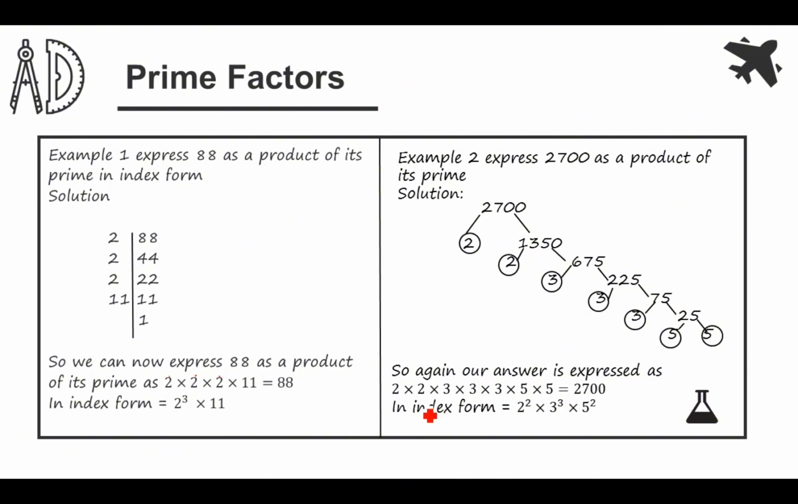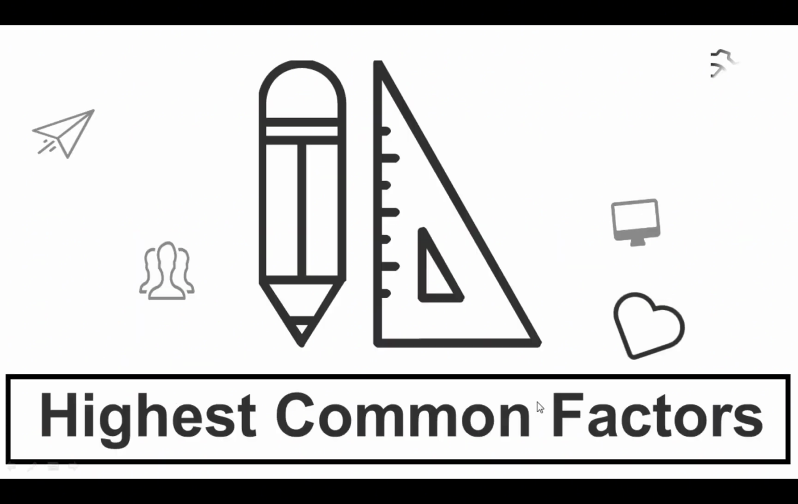When you multiply them, it will give us 2700. Now, to convert it to index form, we check how many times 2 is multiplying itself: 1 and 2. So we have 2 raised to the power of 2. How many times is 3 multiplying itself? We have 1, 2, and 3. That means 3 raised to the power of 3. How many times is 5 multiplying itself? We have 1, 2. So we have 5 raised to the power of 2.